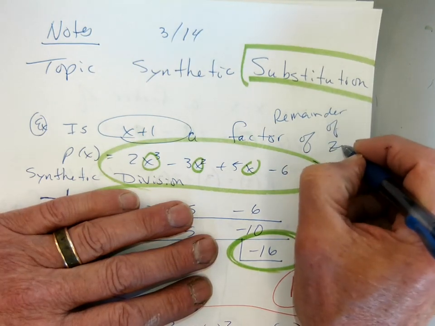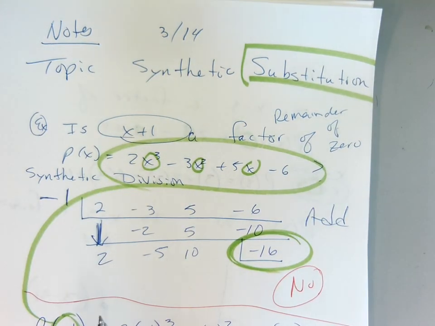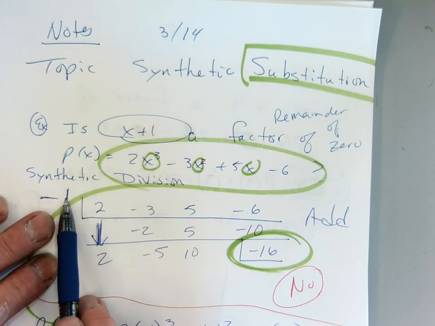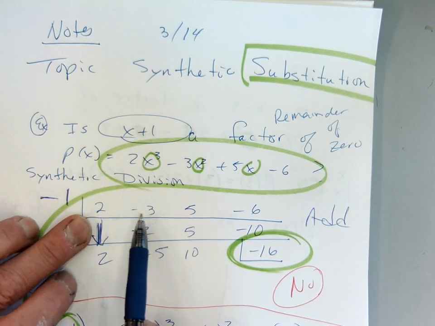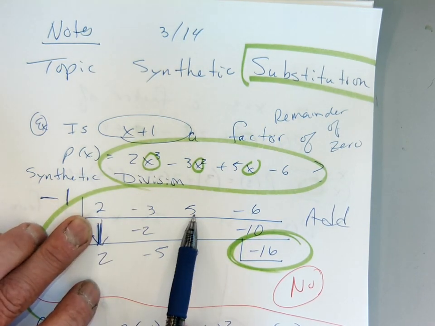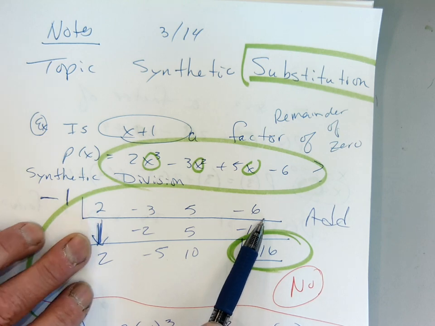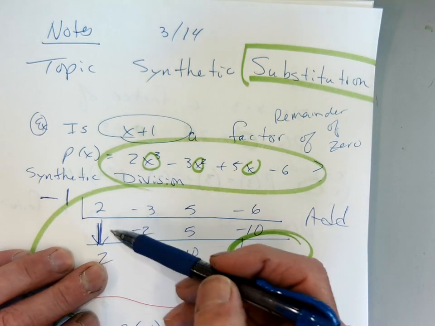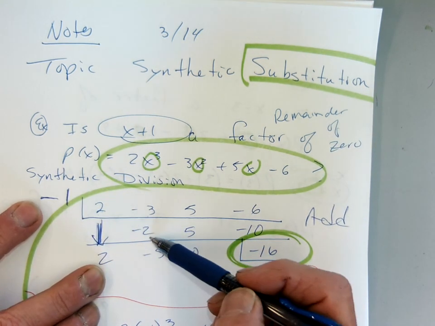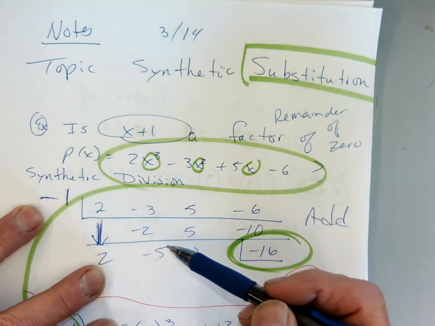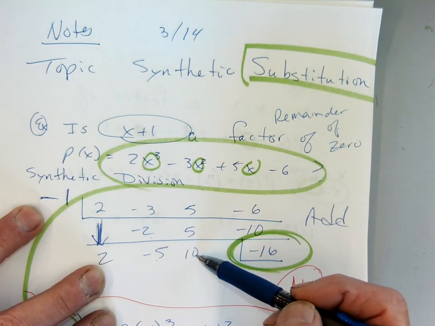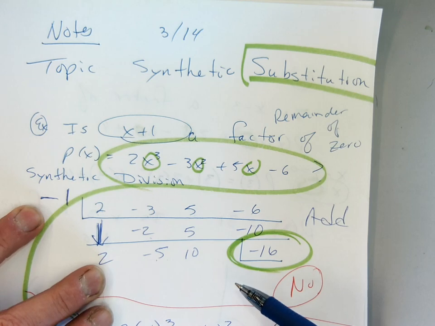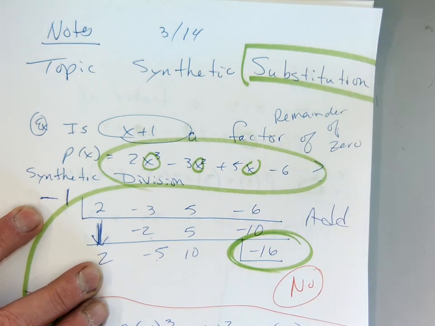of 0. Okay, so I did synthetic division. I took the opposite, I took -1, and took my 2, my -3, my 5, my -6. And then I just did synthetic division. Bring down the 2, multiply, I get a -2, add, I get -5, multiply, I get 5. 5 plus 5 is 10. 10 times -1 is -10, and I add, I get a -16.